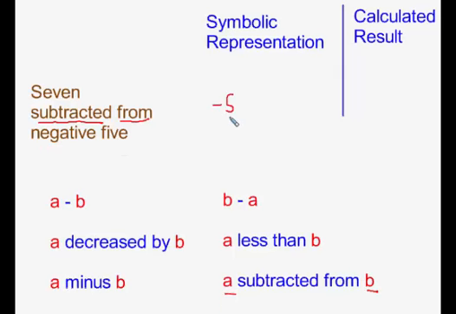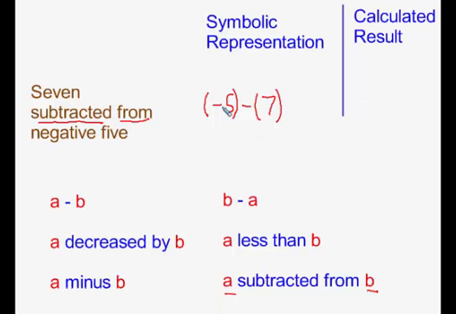And to make sense of this, we don't want 7 subtract -5. We want the 7 to be subtracted from the -5. So you may write it this way. You may think of it as, here's the number 7, and it's being subtracted from the number -5. And to calculate the result, one way to do this is to go back to the chip model.